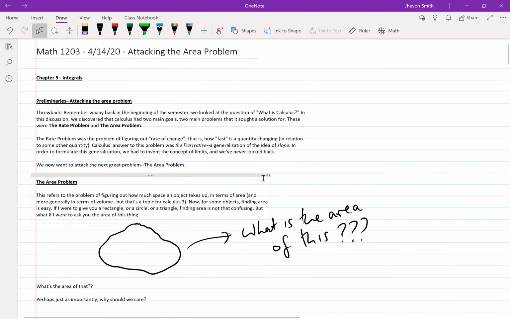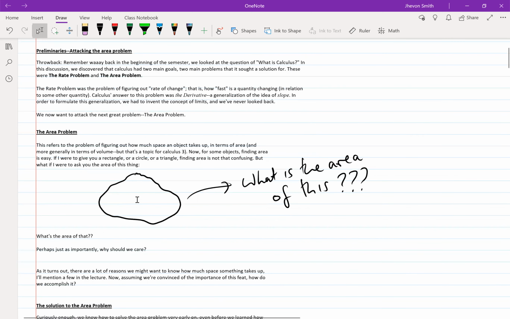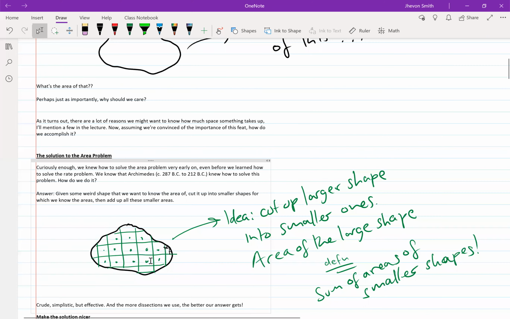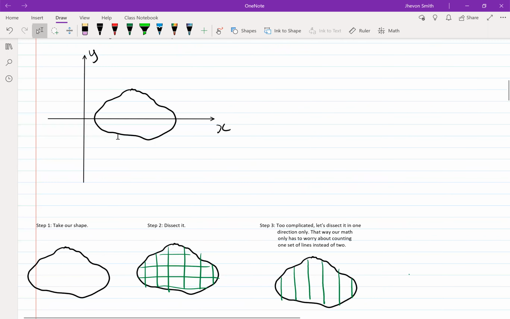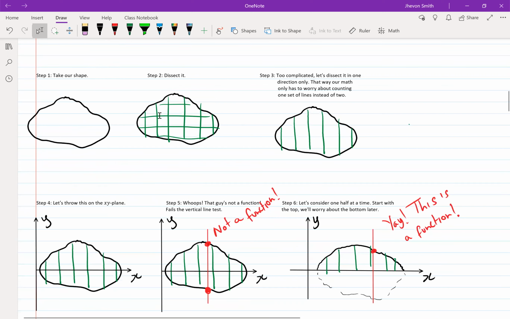Today's lecture was about solving the area problem. The idea: we want to find the area of an irregular shape, slice it up into a bunch of smaller shapes whose area we know how to find, and add them all up. That, though, is not very efficient, very time consuming. So what we want to do is throw it on the XY plane. First, we dissect it into vertical strips, just to make computations easier.